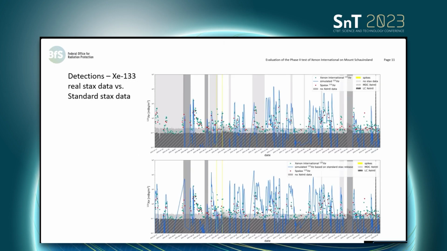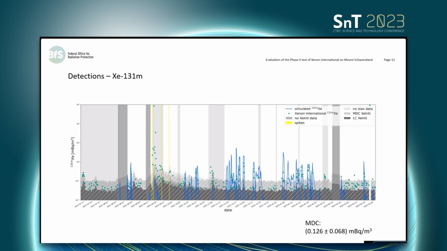Next, the upper plot is the same as I just showed, but the lower plot includes the simulated Xenon, which is based on a mean release, where we just have 3 different release steps. So now we can also explain some of the detections that are in this light gray area, for example just before the dark gray area in the lower plot. I'm really sorry, the pointers don't work. Okay, next, Xenon 131M.